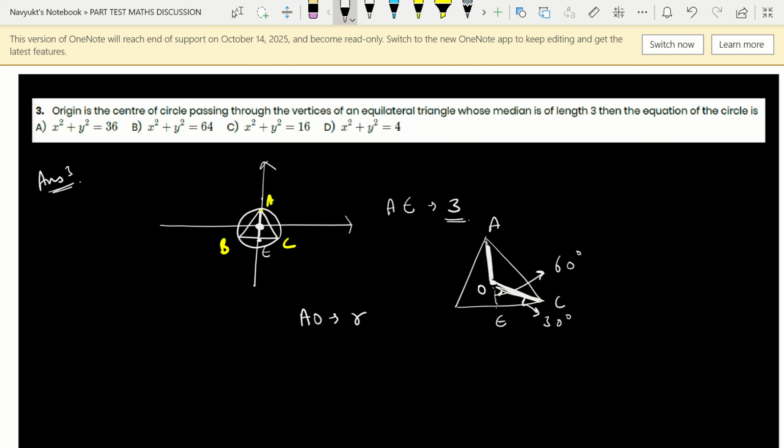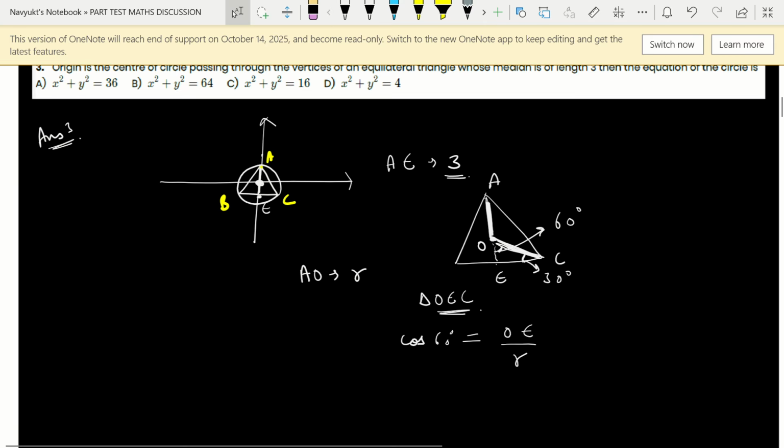How to find OE? Let's go by the triangle OEC. If you notice, side OC is R. So we'll simply do cos of 60 degrees, which will give us OE upon OC, right? Which is nothing but R. Cos 60, as we all know, is half. So the OE value will be R by 2, correct?